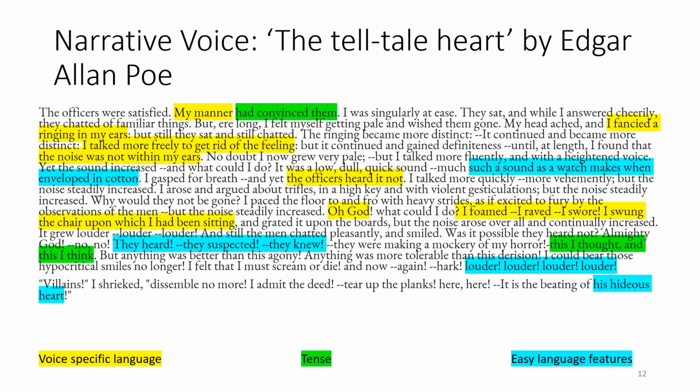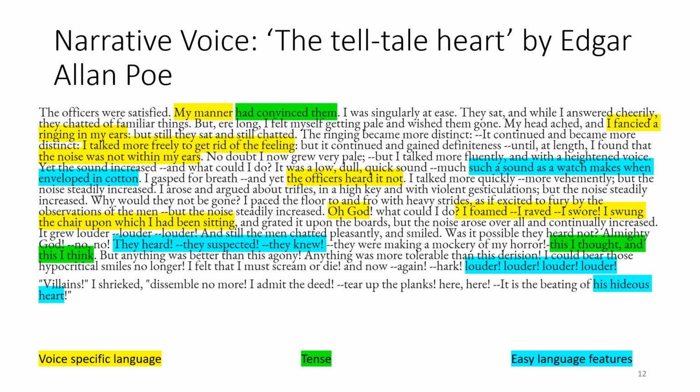So when we are looking at voice, what we look for firstly is certainly the perspective and the point of view from which it is being told. So we know that this is told from first person point of view, and we know that because it says "my manner, I fancied a ringing in my ears." So obviously we know that it's first person. We also know that, at least in this part of it, the narrator is unnamed. So we can't name the narrator, but we know that it's first person.